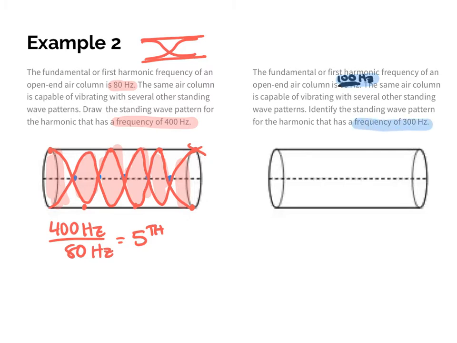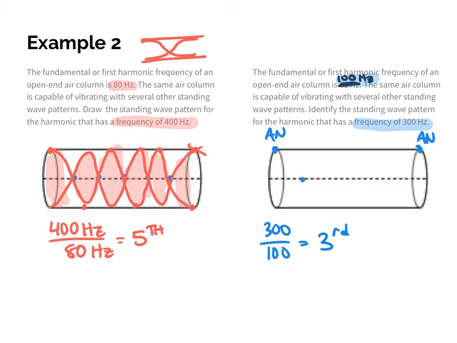And I want to know, what does the standing wave pattern look like at 300 hertz? So if I just take 300 and divide it by 100, I'm going to get 3, which means I have the 3rd harmonic. Any standing wave in an open air column is always going to have 2 antinodes at either end. And again, it could be a crest or a trough, or a compression and rarefaction, I should say, which means then we're going to have nodes in the middle.